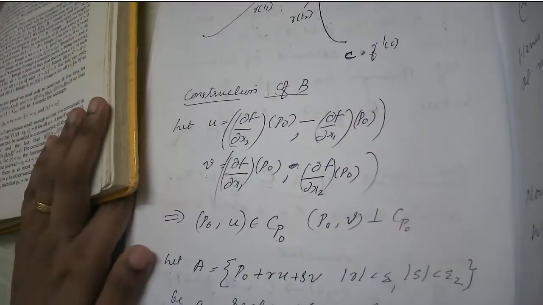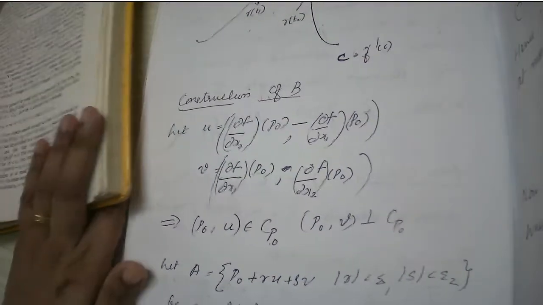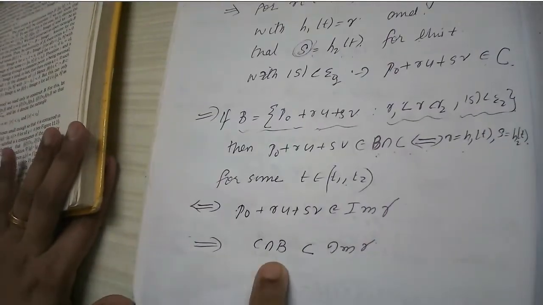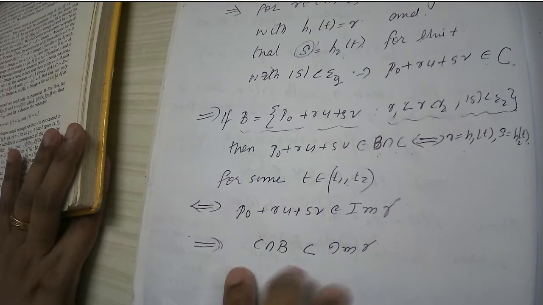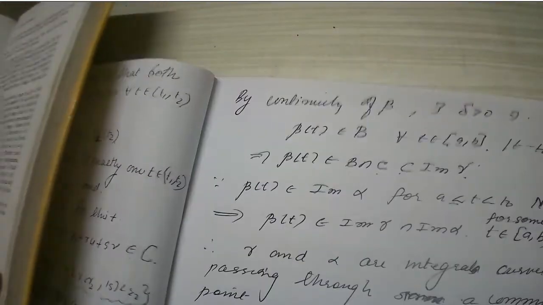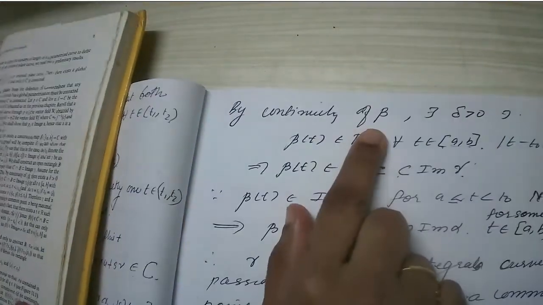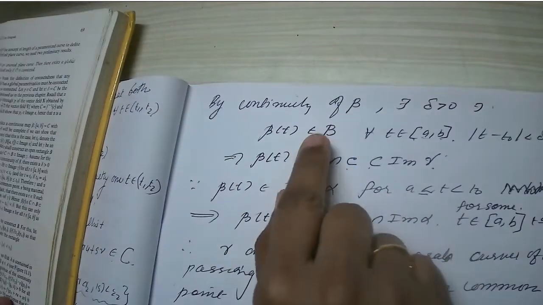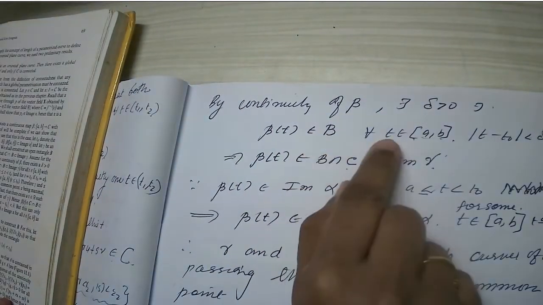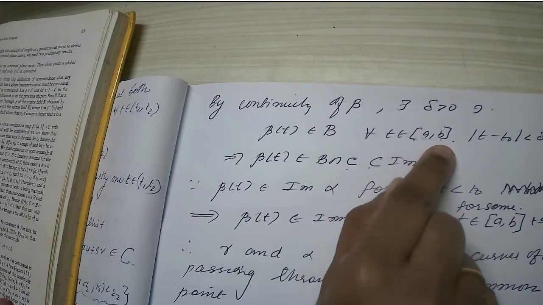That was our construction. This was the conclusion we have reached: the intersection of C and B will come as the image of gamma. So, such a rectangle B we have constructed. Now, let us continue. Now, beta is a continuous map we have taken. So, that means beta of t will be an element of B for all t in the closed interval a b.